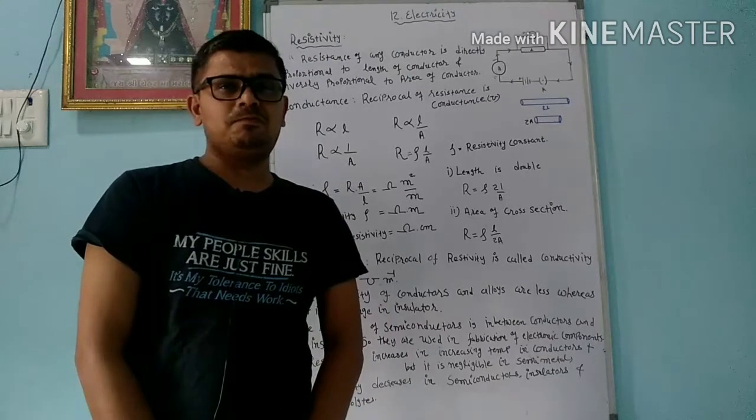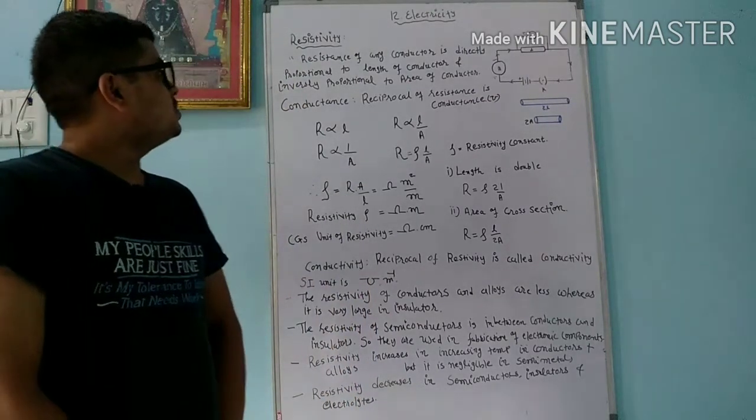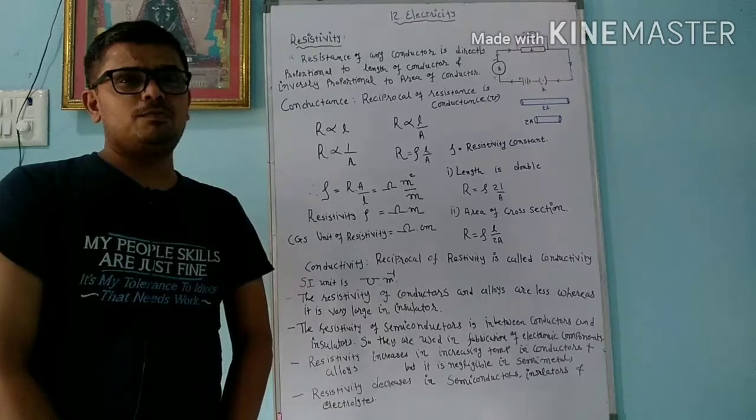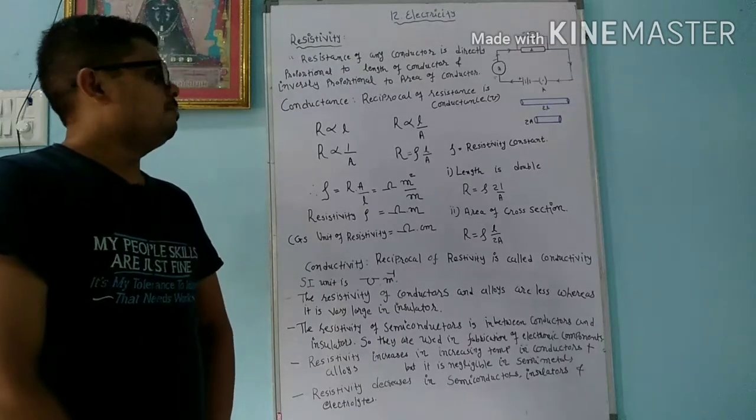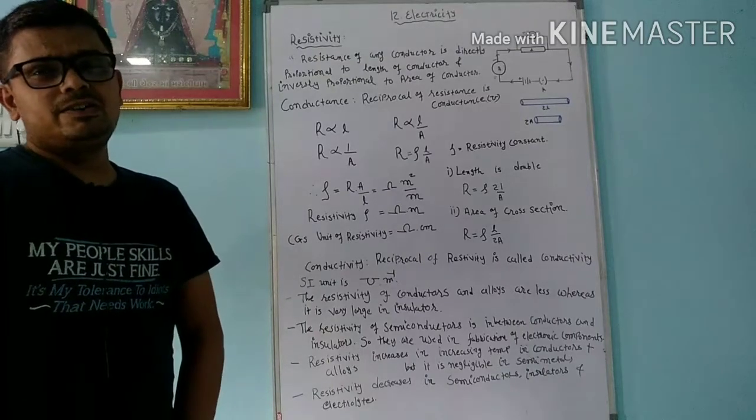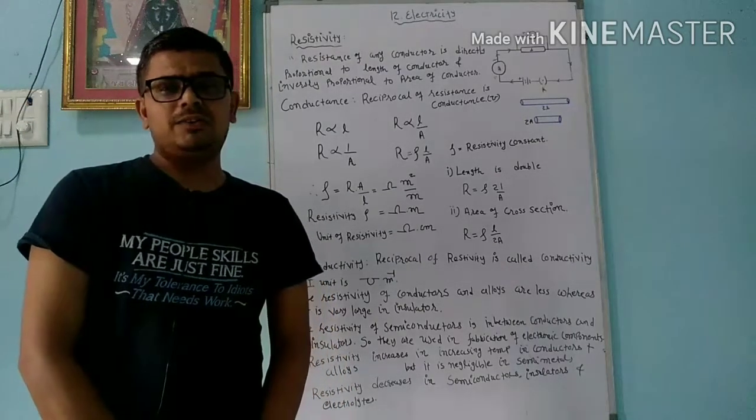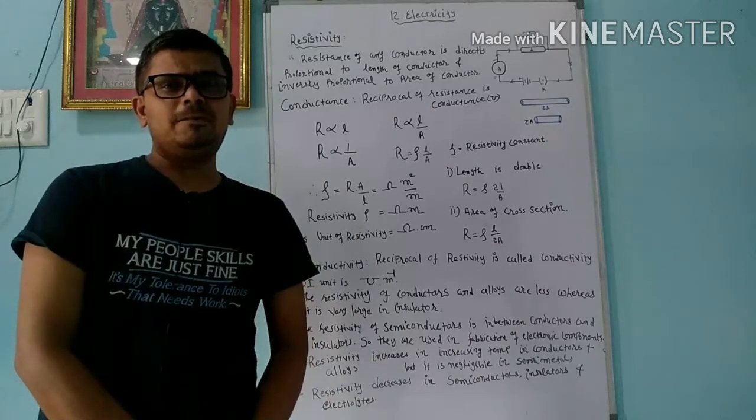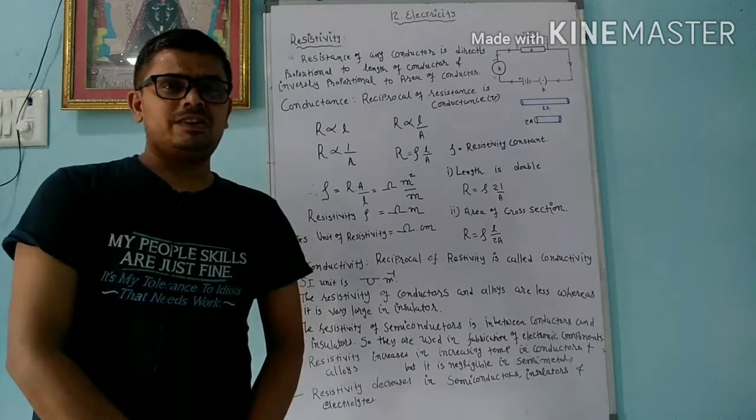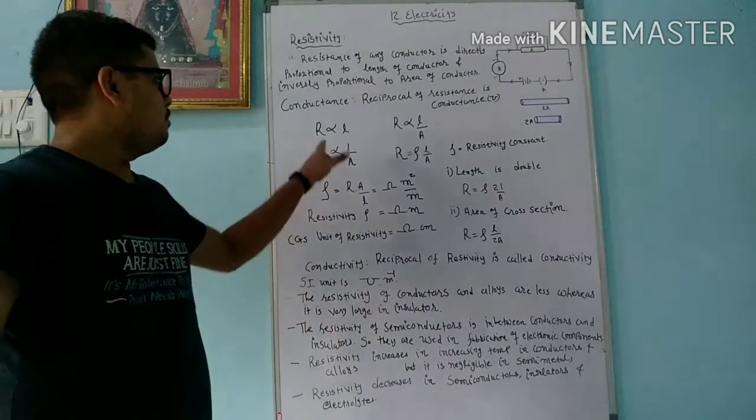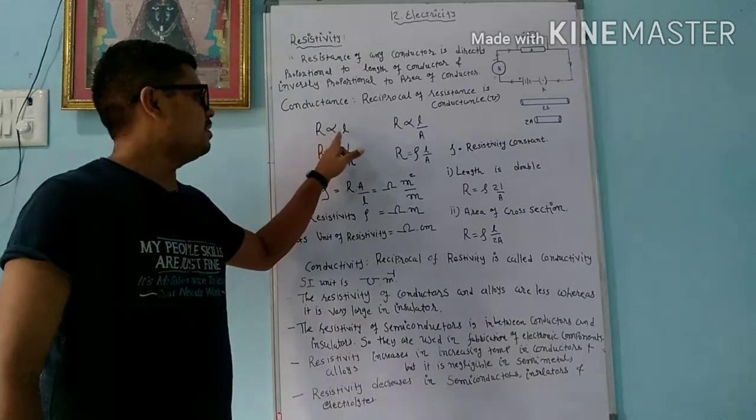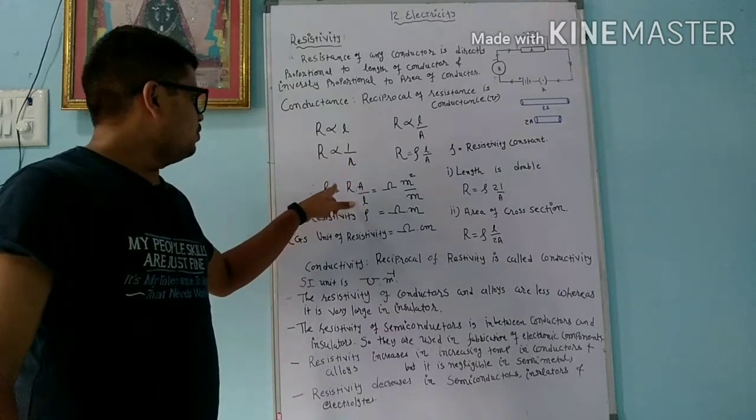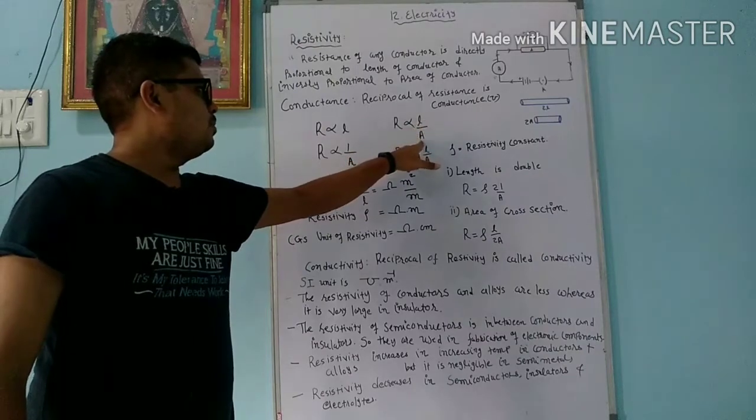Resistivity is different. The resistance of any conductor is directly proportional to the length of the conductor and inversely proportional to the area of the conductor. This means if the length of a conductor is more, then its resistance is more. If the area is more, then its resistance is less. So we can write R proportional to L. Resistance is directly proportional to length, and inversely proportional to A. So we can write R proportional to L upon A.